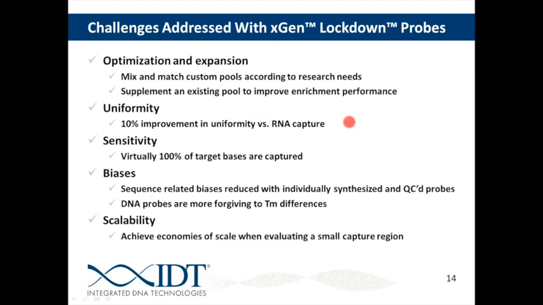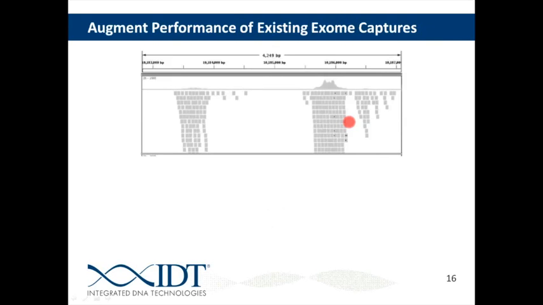So as you go beyond 60 bases, you generally have a TM profile that evens out. And finally, scalability. With our lockdown probe technology, you can achieve economies of scale when evaluating a small capture region. So what are some of the results of our lockdown probes?